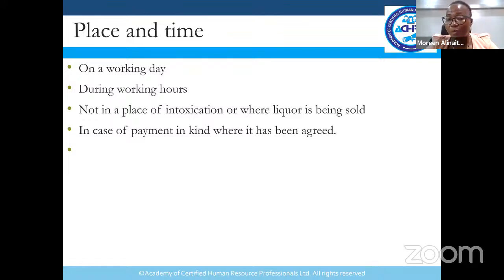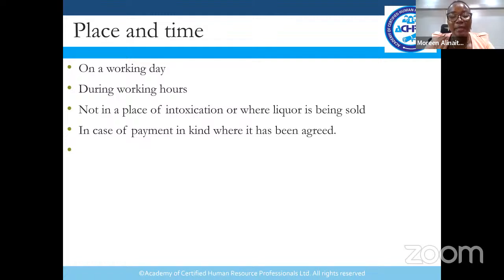You are not supposed to pay somebody when they are in a place of intoxication, or where the liquor is being sold. Some bosses have bad manners. They call their employees to the club and then they pay them their salary and then they tell them, buy me drinks. It's wrong. If this person comes and says you did not pay them, it's now your problem. You have to prove that you actually paid them.